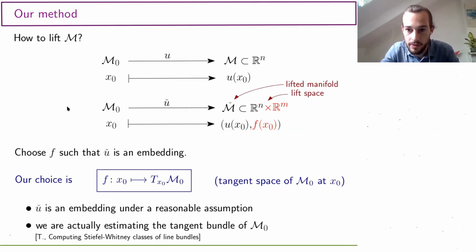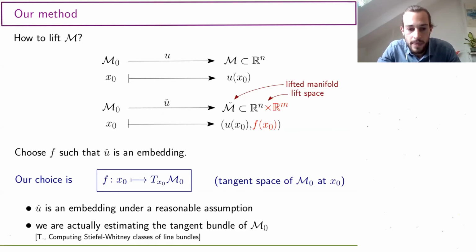And the map we will choose today is the tangent space map, which takes each point of the original manifold to its tangent space. This is a nice choice of F because under a mild assumption, we obtain the map U check, which is an embedding. And something which is also nice is that from this point of view, we are actually estimating the tangent bundle of our manifold.